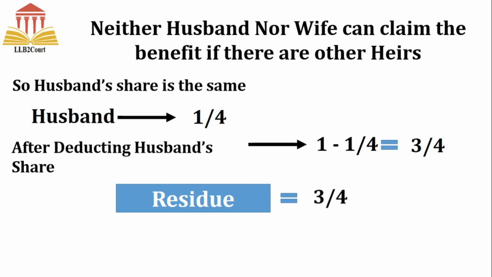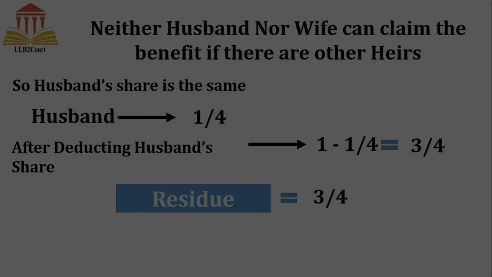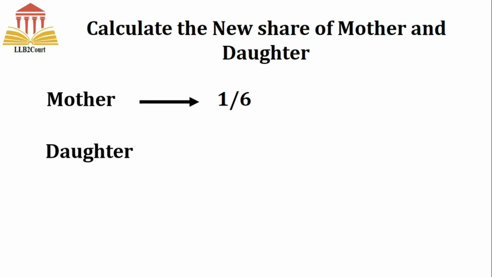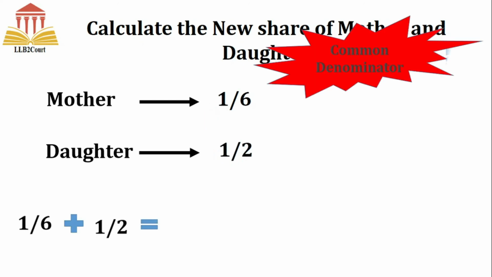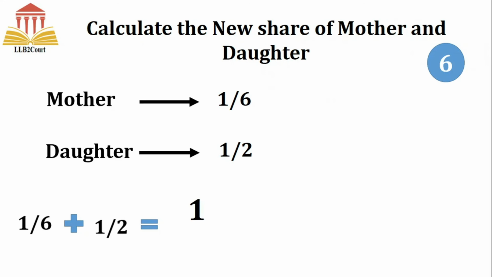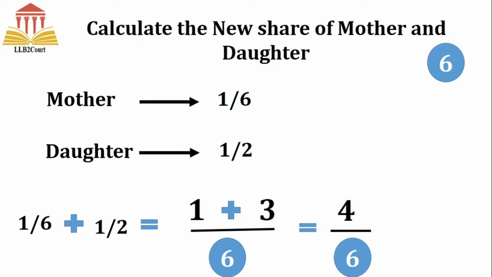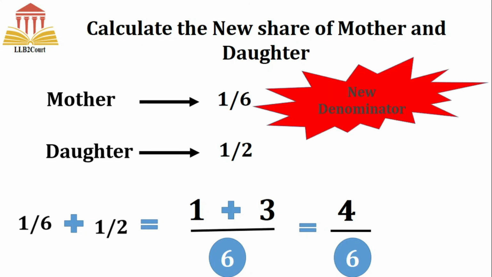As we have seen in the first step, we have calculated the residue. So the next step is to calculate the new share of mother and daughter. We need to apply the doctrine of RAD for mother and daughter since husband cannot claim the benefit. So mother's share is 1 by 6, daughter's share is 1 by 2. In this case, we need to sum it up by reducing to common denominator. So 6 and 2, LCM is 6, which is 1 plus 3 by 6 equals 4 by 6. Now the new denominator is the sum of the numerators, which is 4.